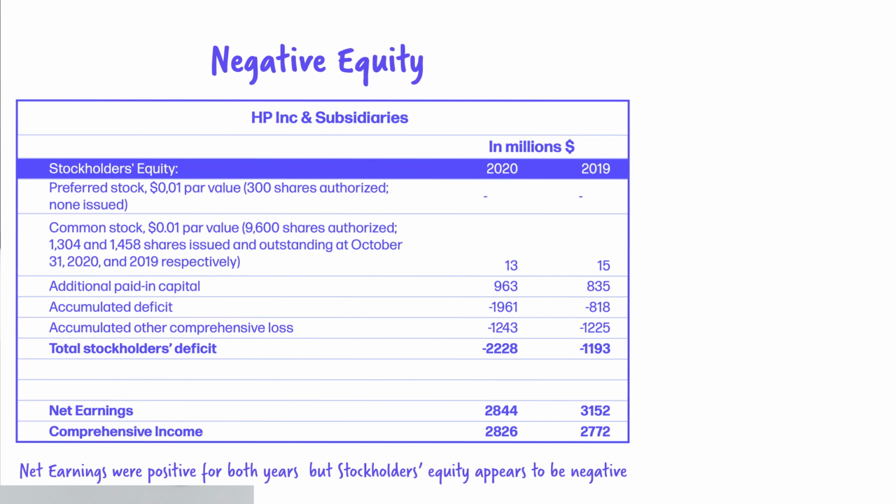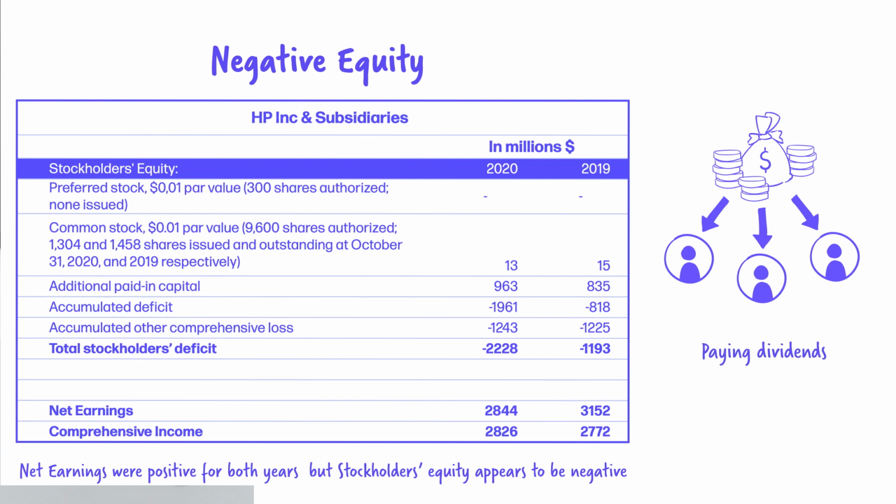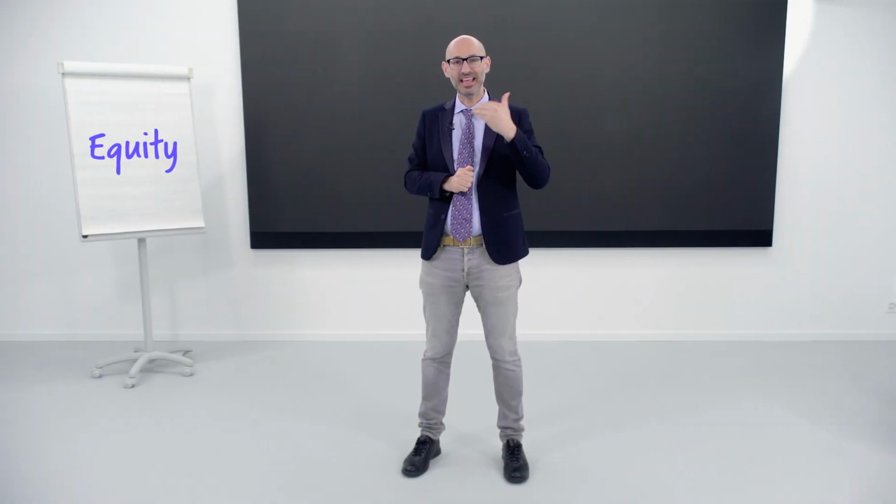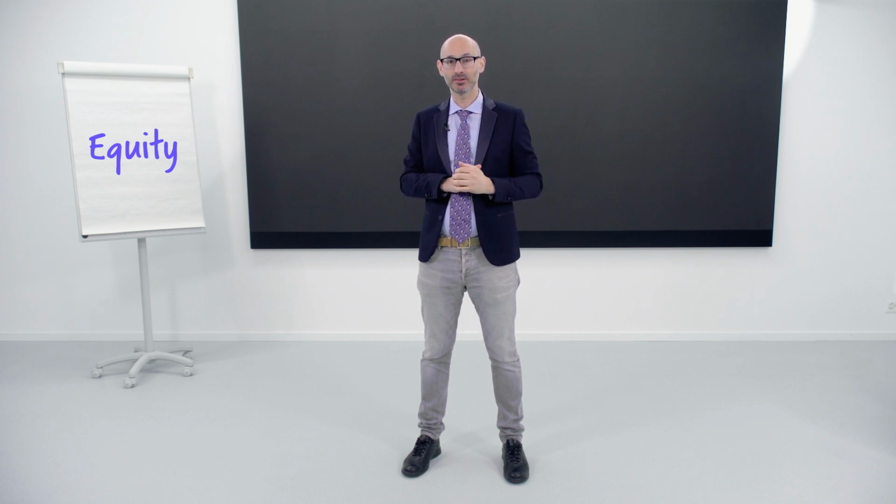The secret is in dividends. Each time we pay dividends, we reduce retained earnings. If we pay out a lot of dividends, then the retained earnings becomes negative. And in this case, it is an accumulated deficit. HP is very successful in terms of positive income and positive comprehensive income. But they choose to make equity negative.